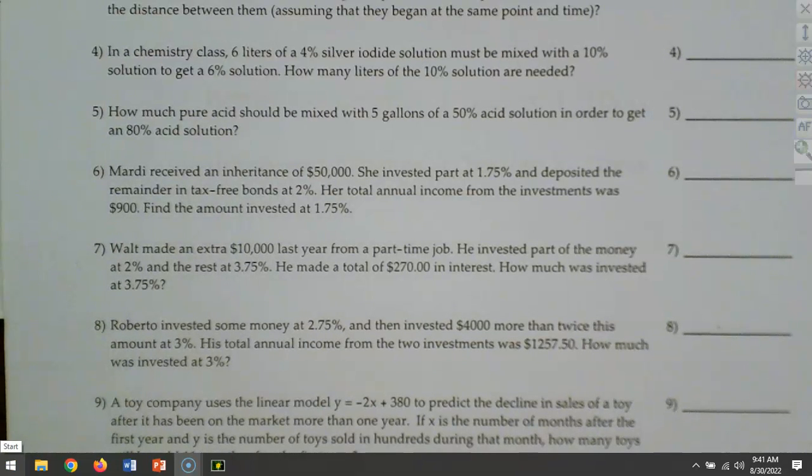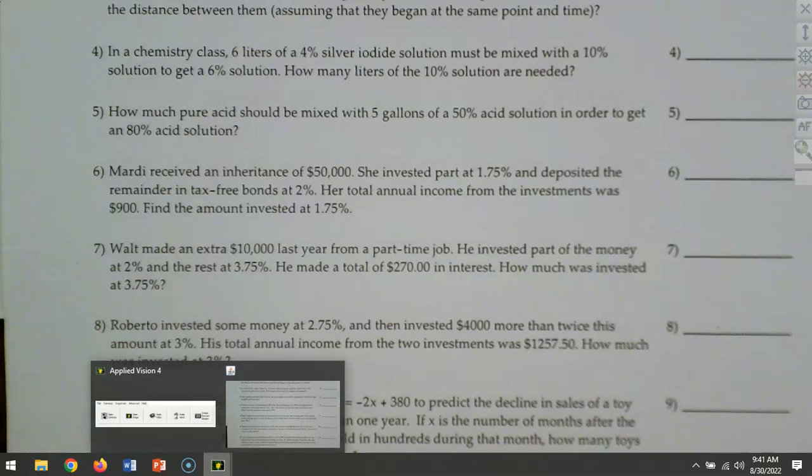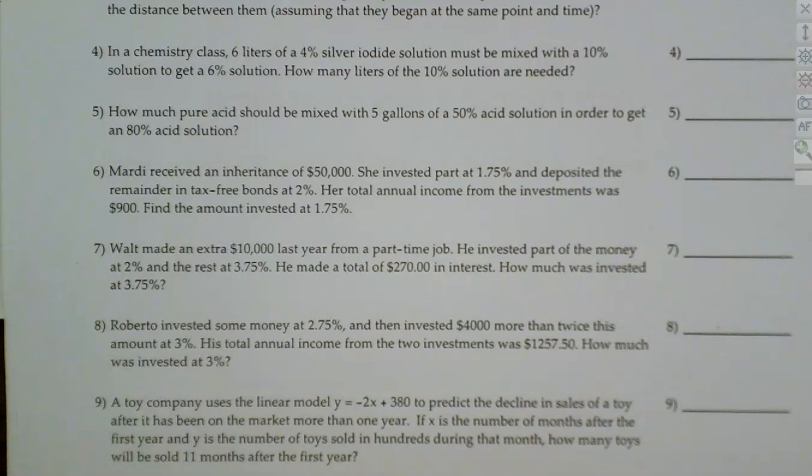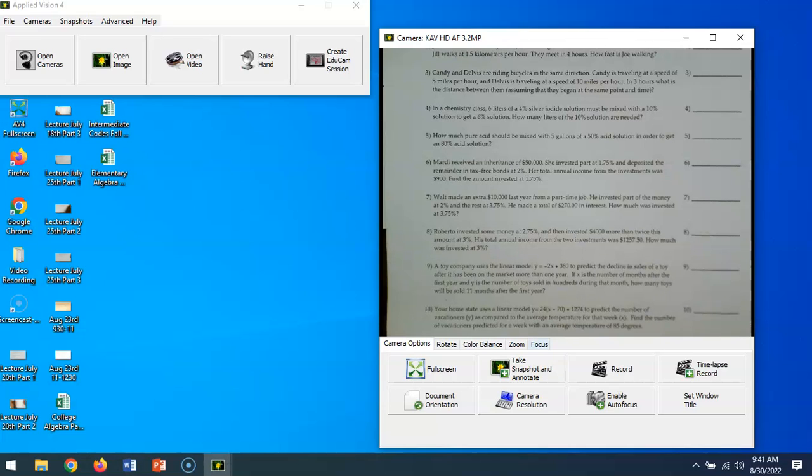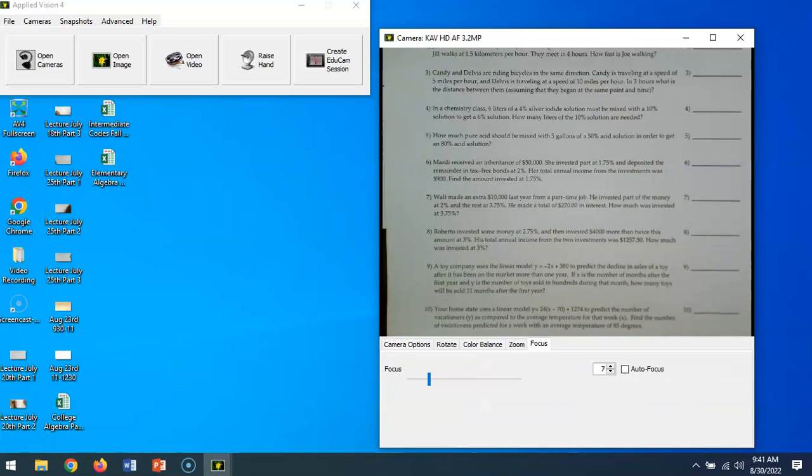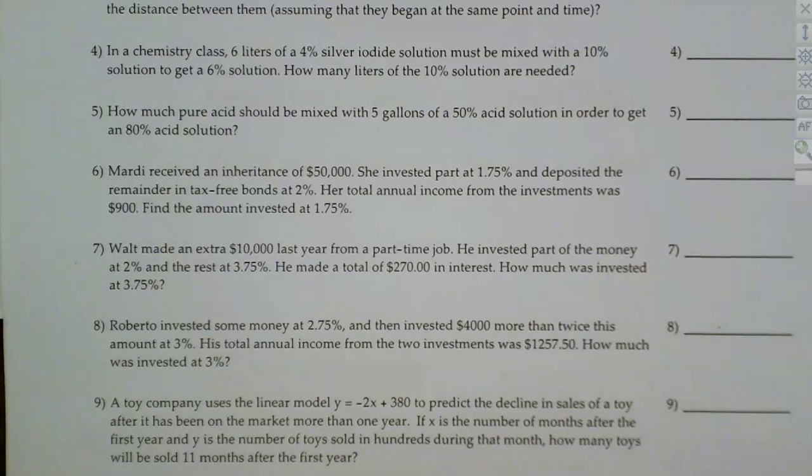Let me adjust the focus so it's a little bit clearer here. Okay, I think I'll adjust that focus a little more. Yeah, that looks a little clearer, I think. Okay, so yep, that's going to be a little bit clearer.